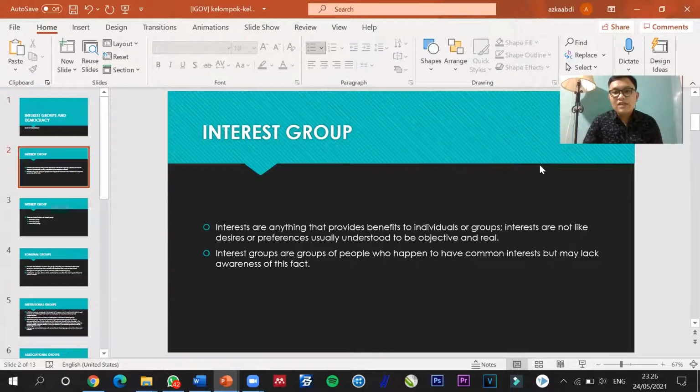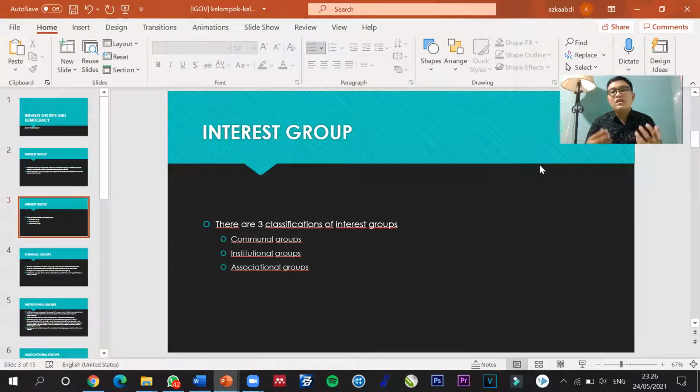Interests are anything that provides benefits to individuals or groups. Interests are not like desires or preferences; they are usually understood to be objective and real. Interest groups are groups of people who happen to have common interests but may lack awareness of this fact. On interest groups, there are three classifications. The first is communal groups, the second is institutional groups, and the third is associational groups.